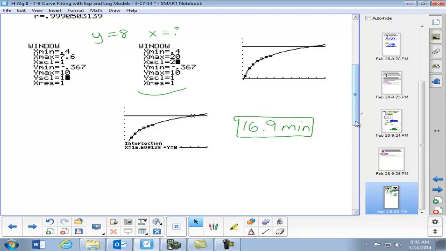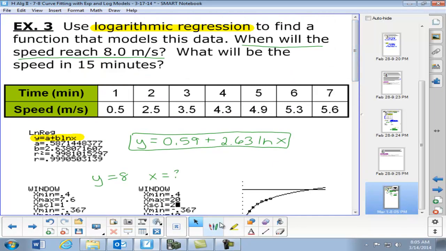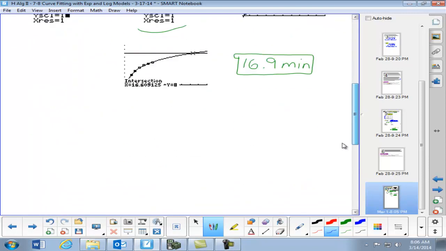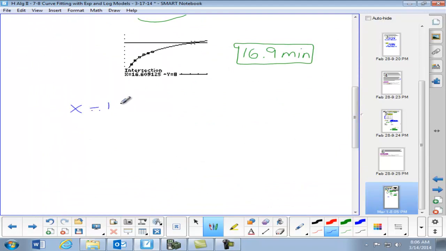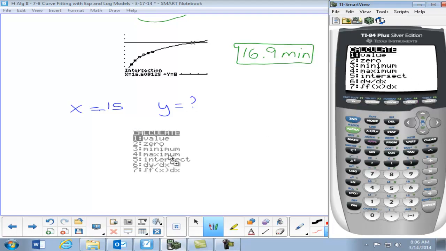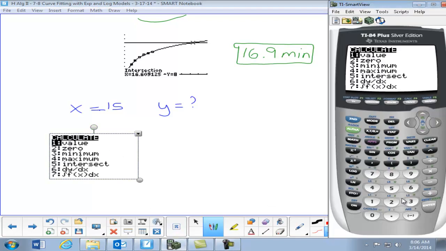Alright, well, still not done. It then says, okay, so what will the speed be in 15 minutes? So time was x. So now they're saying when x is 15, what is y? Well, once again, we go back to our calculator, and hopefully you guys remember, you do second calc value.